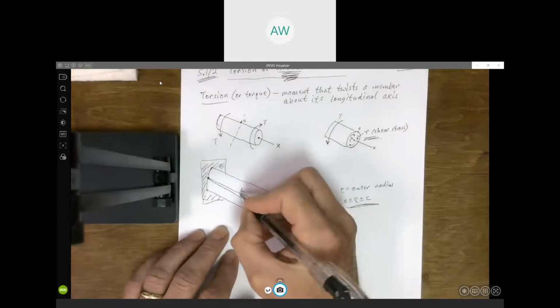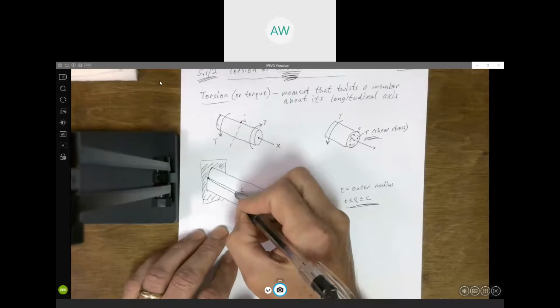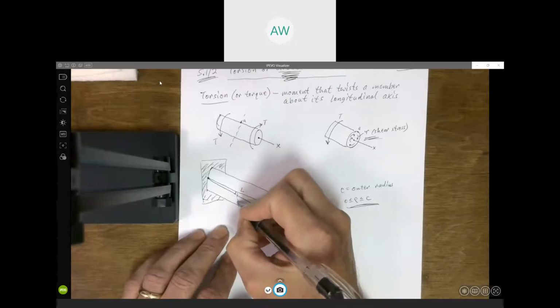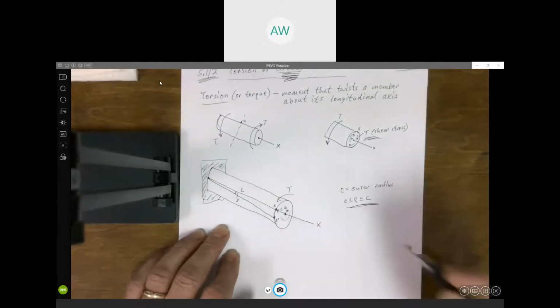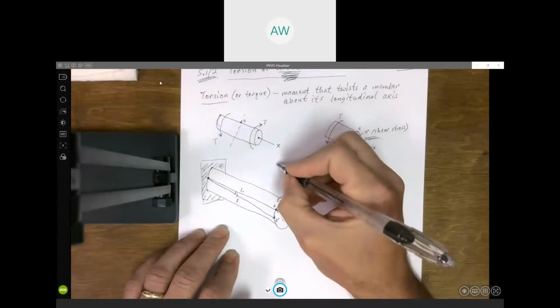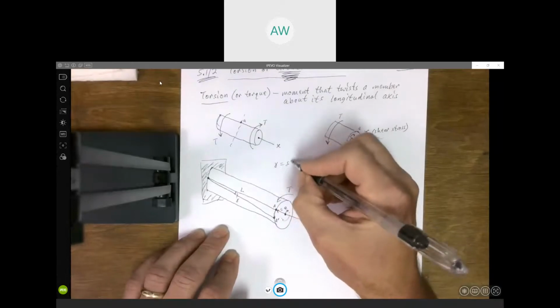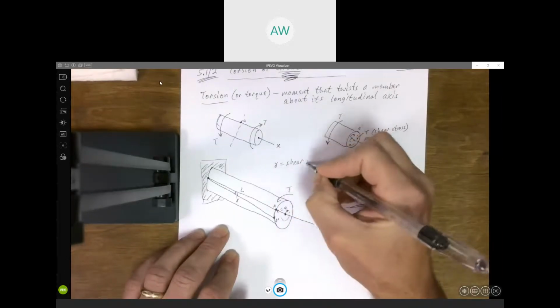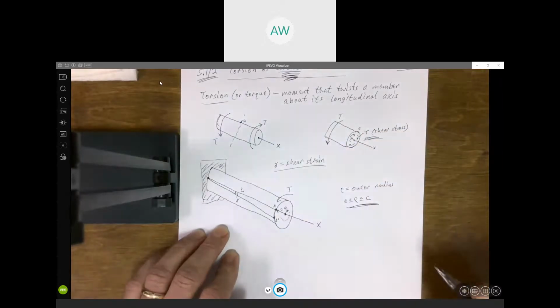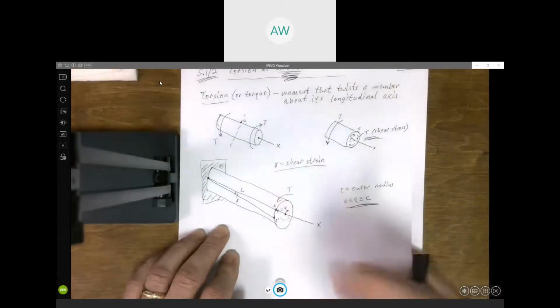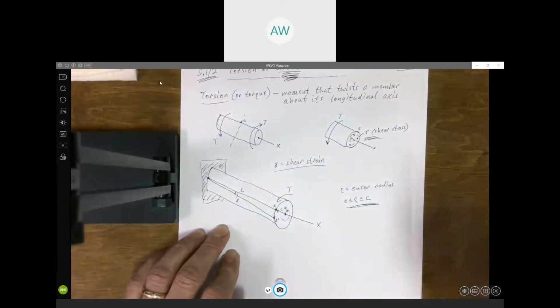Well, this angle here, that I'll put below there because it won't really fit, this is what we call our shear strain. So this angle gamma is our shear strain. Remember, go back to when we first talked about shear strain. We said it was the angle of distortion. Well, that's what that angle is. It's the angle that member is distorted.